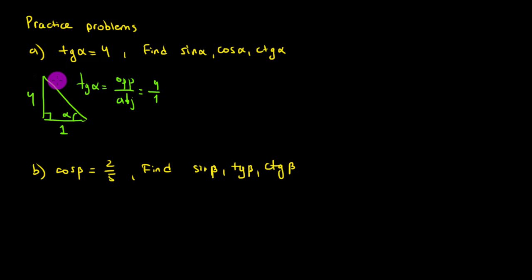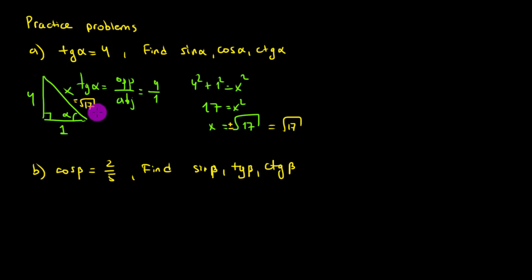Now you have to just find the hypotenuse. Let's say hypotenuse is x. According to the Pythagoras theorem, 4 squared plus 1 squared equals x squared, so x squared is 17. So x is equal to square root of 17. Please don't forget that when you have a square, you always have two answers, but you take just the plus one because the distance cannot be negative. So this one is square root 17.